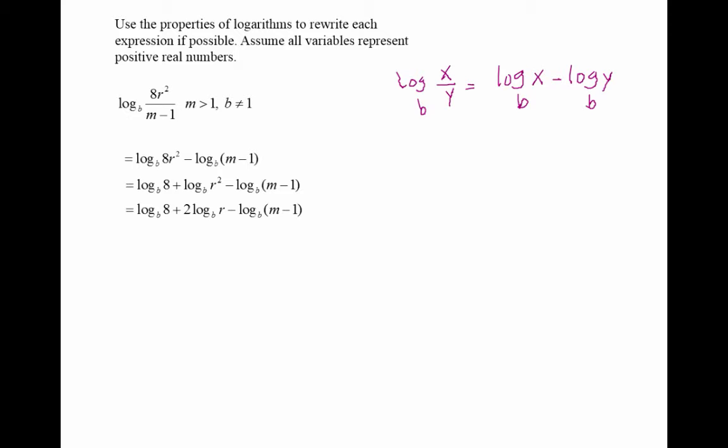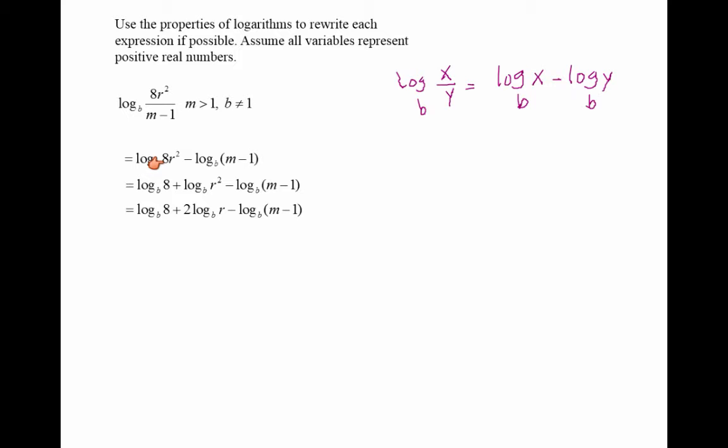So in this case, we want to find log of 8r squared over m minus 1 when m is positive and b is not equal to 1. So I can write this as log of 8r squared minus log of m minus 1. I can expand them this way.